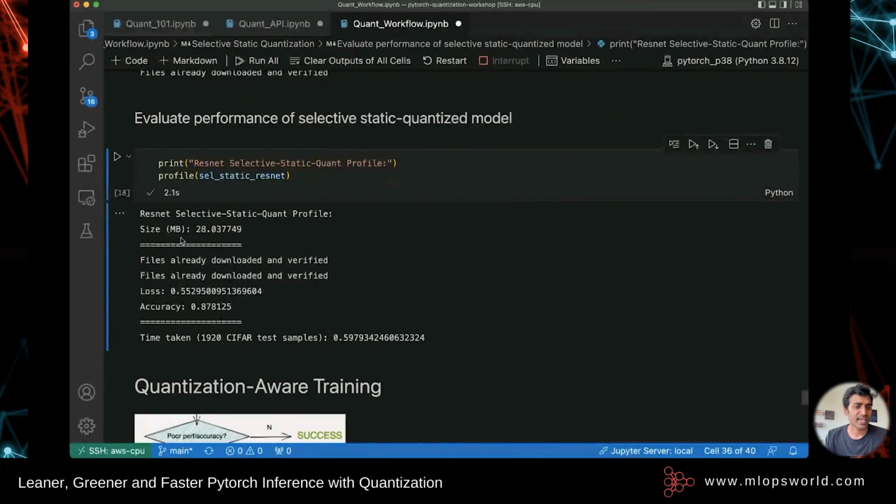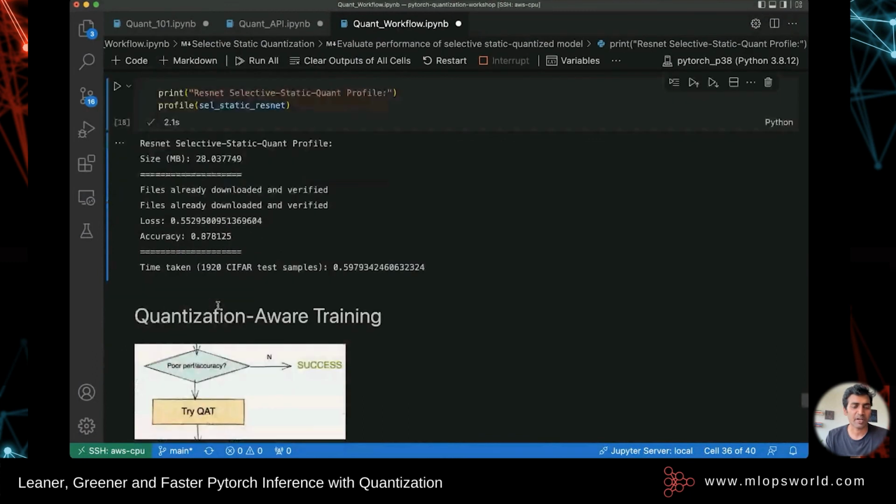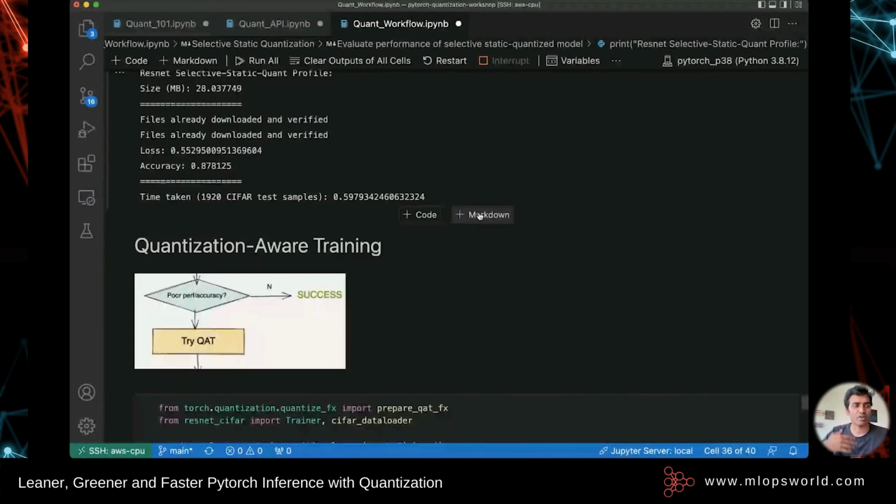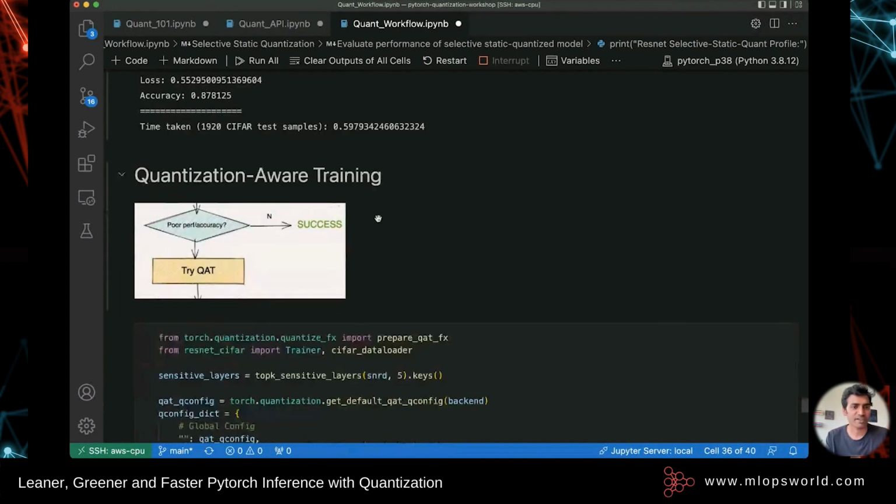So you can see the size has slightly increased because we skipped quantization for a few layers, but the accuracy is still better than the floating point value. The time is still less than floating point, but a little more than the fully quantized model, as you might expect. So we are progressively fine tuning our quantization process so that we can achieve a good trade-off between performance and accuracy. Finally, we go through quantization aware training.